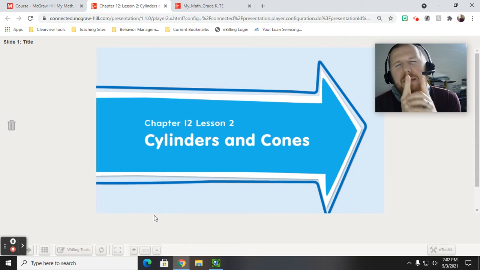Cones is probably going to be an easy one because we see cones all the time. We see traffic cones, we see ice cream cones. Everyone knows what an ice cream cone is, and if you don't, you're missing out. But traffic cones, ice cream cones, like party hats, those are examples of cones.